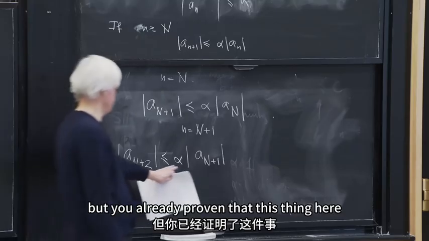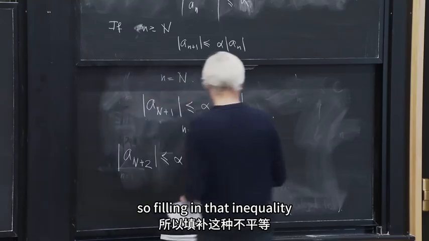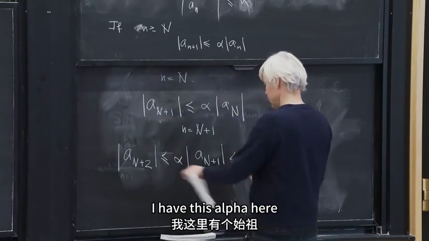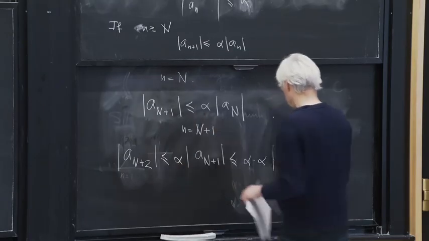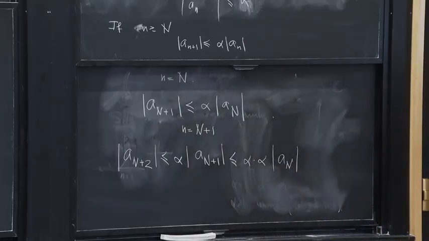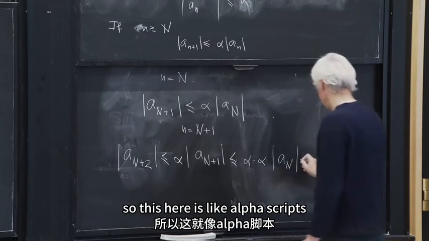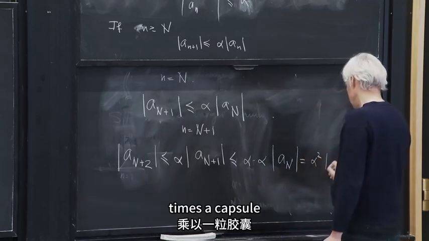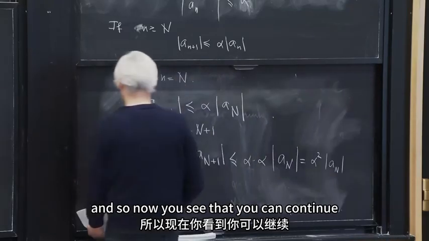But you've already proven this inequality, forget about the alpha here. So filling in that inequality, I have this alpha here, but then I have another alpha like this, right? And so now you can continue this way. So this here is like alpha squared times A capital N. And so now you see that you can continue.